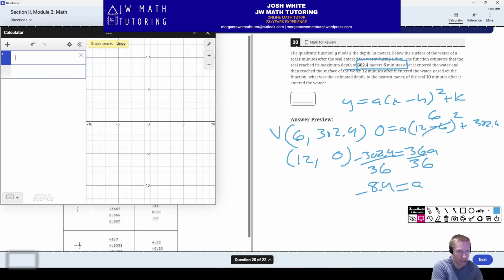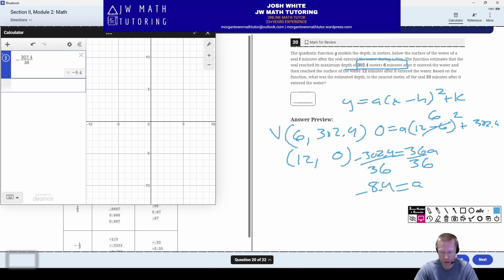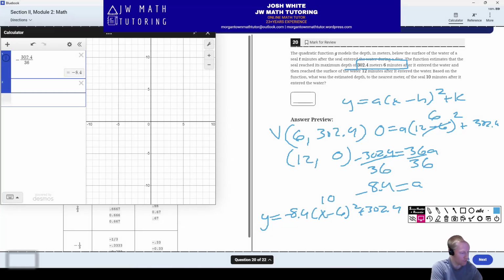Let's just go to Desmos to check it. Yep. Okay, so now, and I'm just going to do this in Desmos. So now what we can do is we have the equation. We can just go y equals negative 8.4, x minus 6 squared plus 302.4, and we can just plug in 10 for x. Again, I'm not going to bother, obviously, doing that by hand. We can just use a calculator for that.